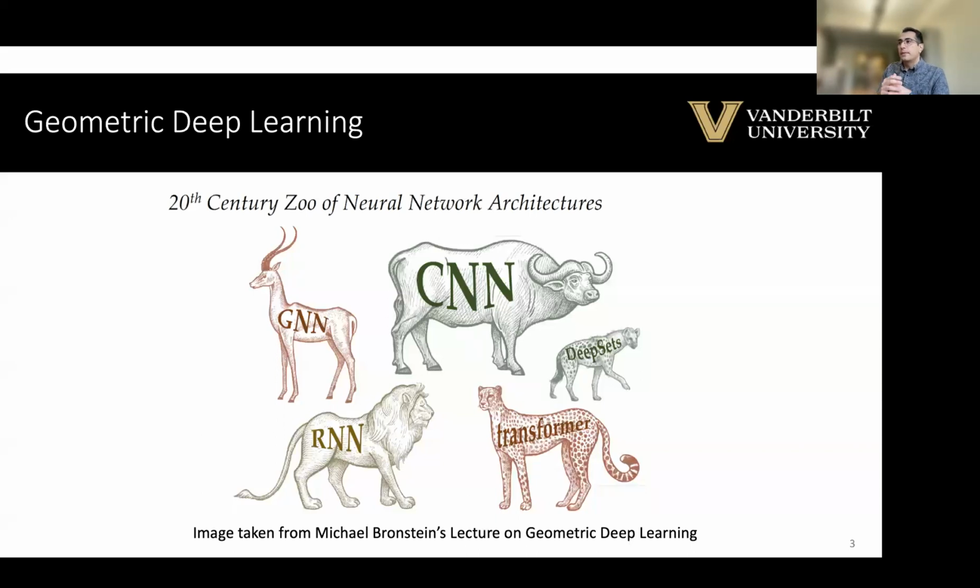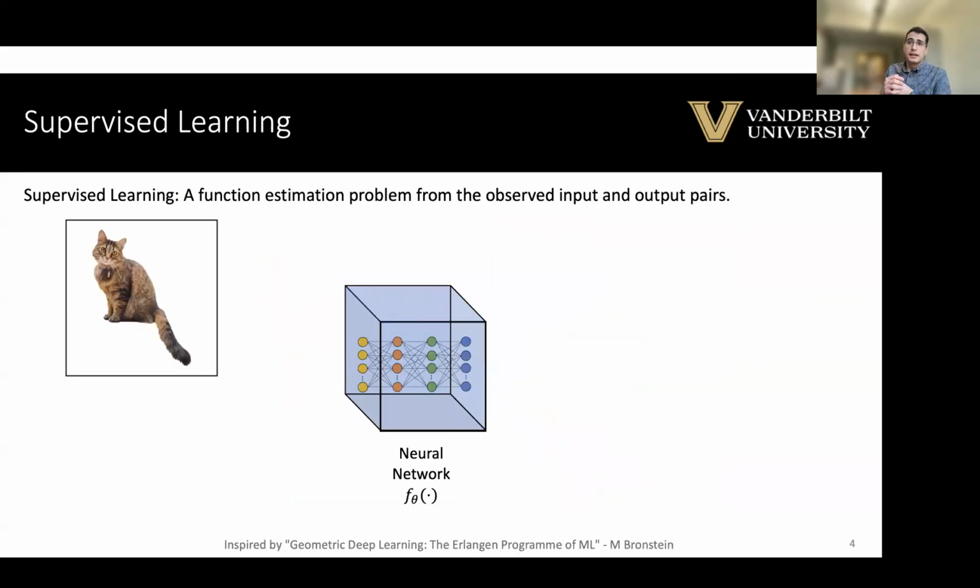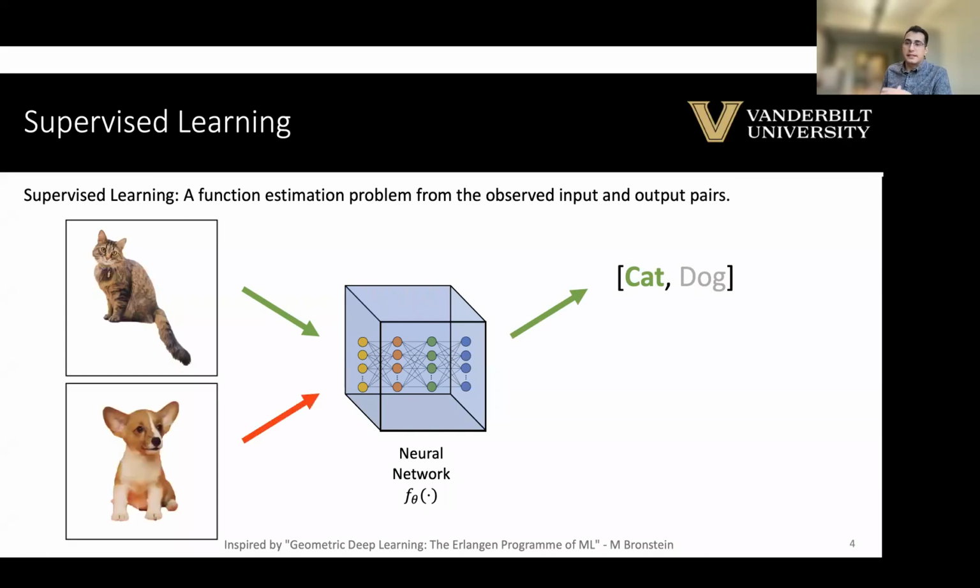Okay. So today we're going to have an overview of this geometric deep learning field and see what is going on there. We are going to start with supervised learning, which is a very common learning setting in machine learning, one of the easier ones. And supervised learning at its core is a function estimation problem, right? From the observed input and output pairs. So if the input is the image of a cat, we would like to have a parametric model that generates the label cat for us, as opposed to if we send it an image of a dog, we would like it to generate the label dog.